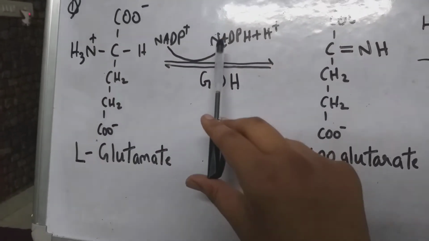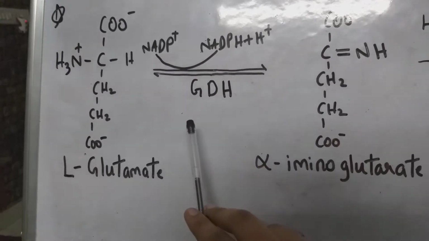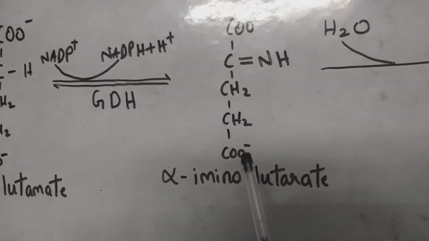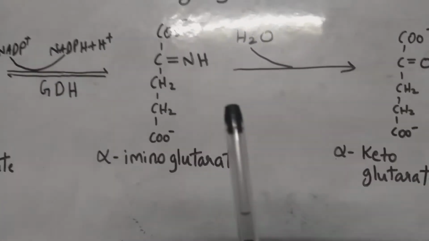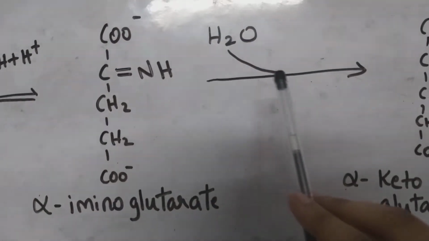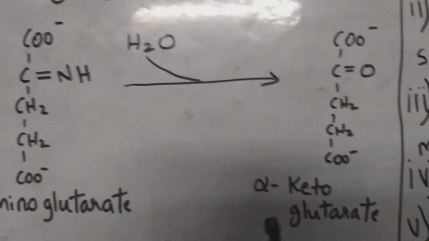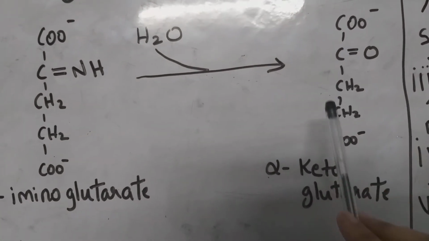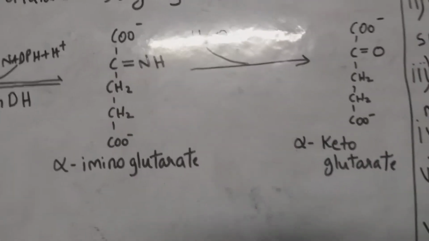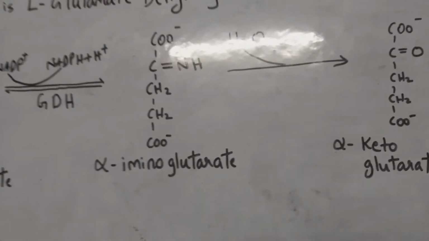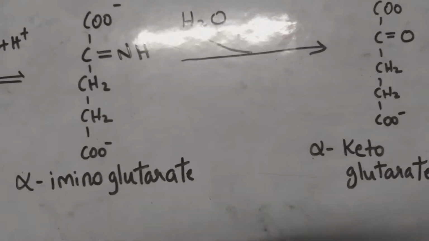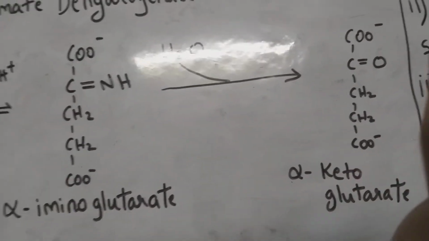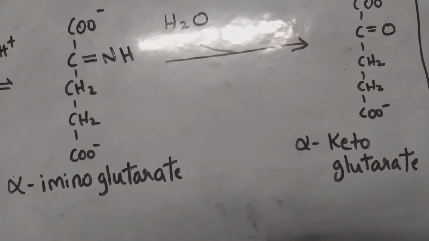NADP plus gets reduced to NADPH and H plus, and L-glutamate becomes alpha iminoglutarate. In the next step, hydrolysis happens, where a water molecule enters the reaction, and from alpha iminoglutarate you get alpha ketoglutarate. This is the structure of alpha ketoglutarate. The final product of oxidative deamination is alpha ketoglutarate. Doesn't this look familiar? Isn't this a very important intermediate of the Krebs cycle?